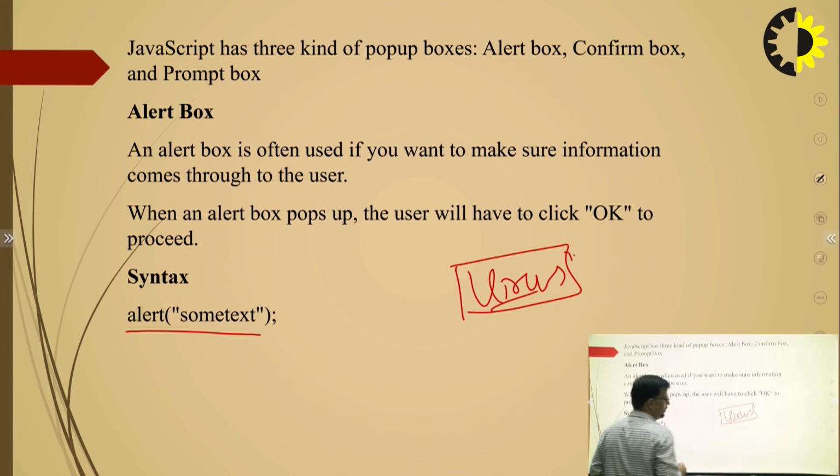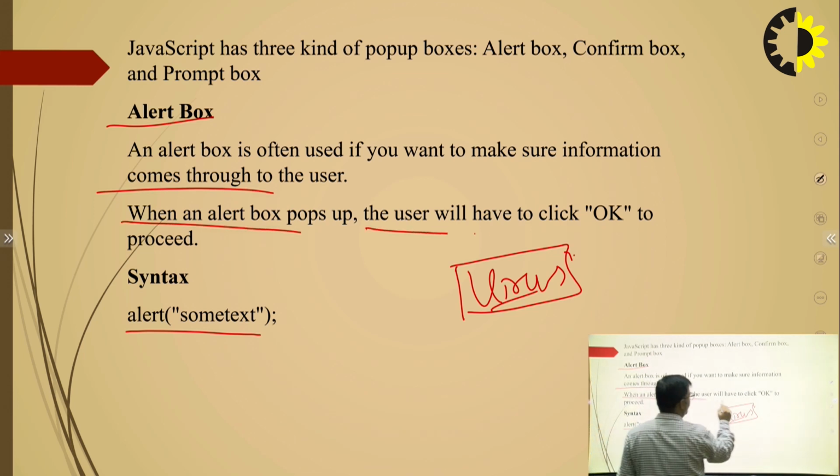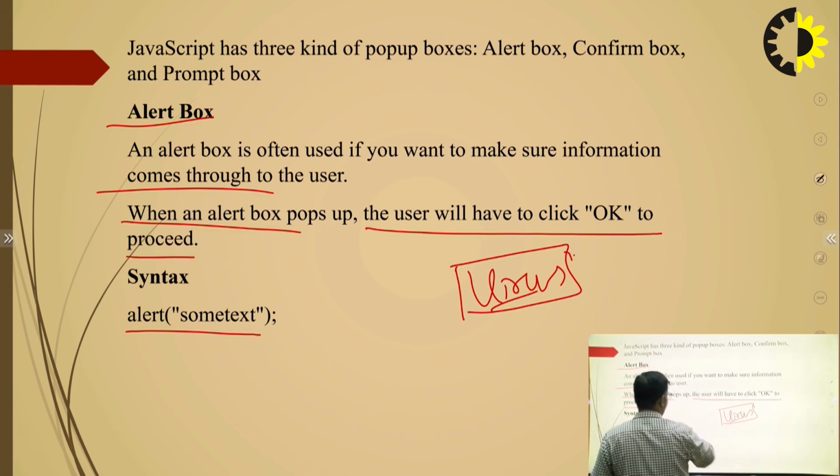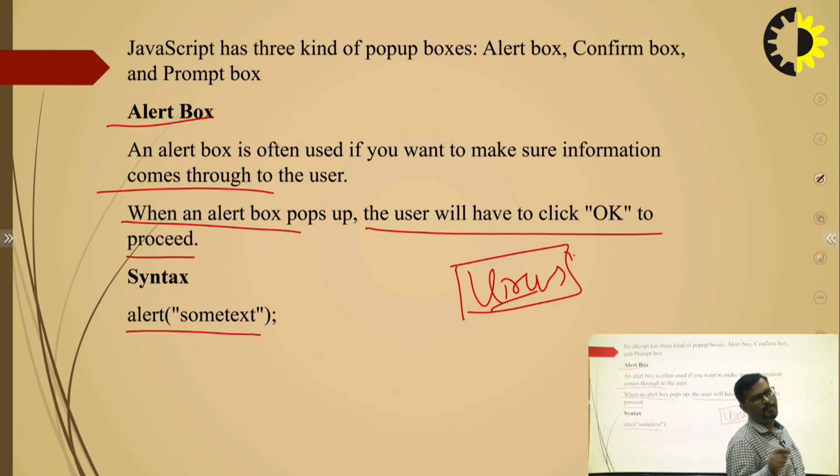This message will be created. Then what is the alert box? An alert box is often used if you want to make sure information comes through to the user. When the alert box pops up, the user will have to click OK and proceed. It means if it is mandatory, an alert box will be used, and the user will click on the OK button and proceed further.